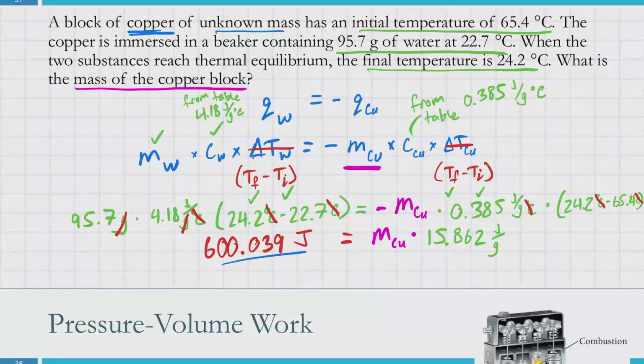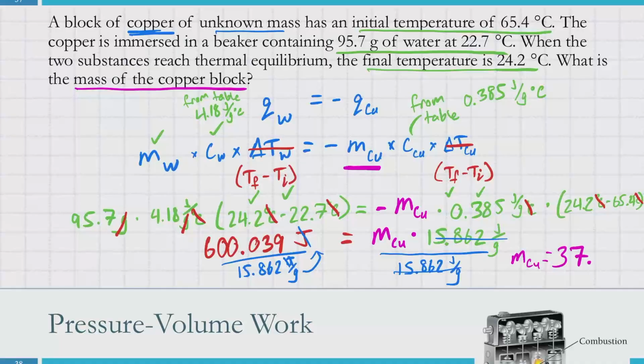And then our last step, divide both sides by 15.862 joules per gram. That will make the joules on the left side cancel out, and these grams will flip to the top. So mass of copper equals 37.8 grams, somewhere around there.